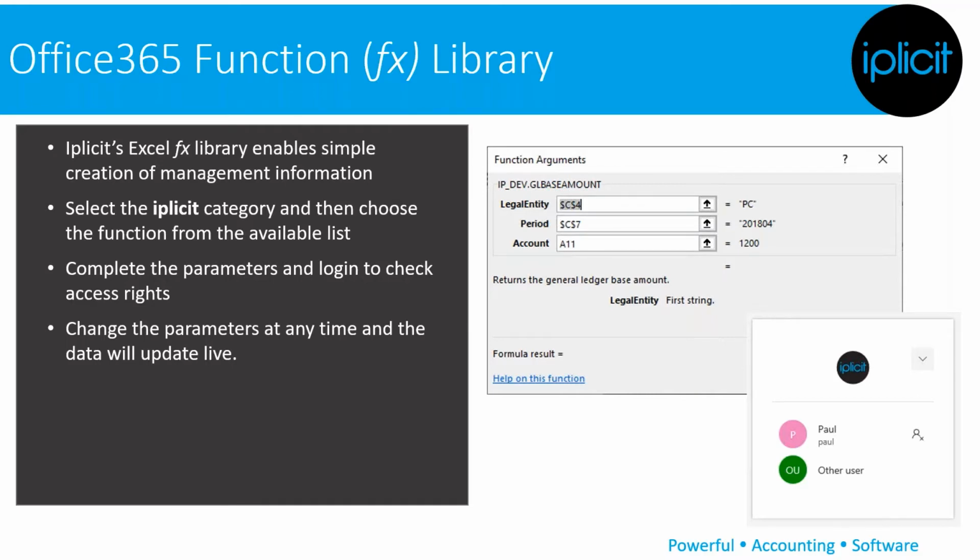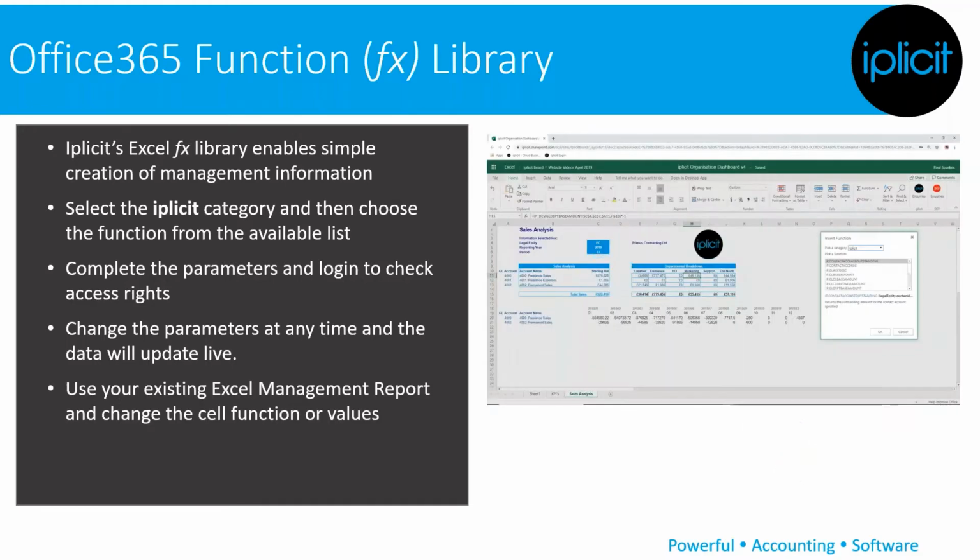and immediately for you. One of the great features that we've seen already with many customers is that they can take an existing management reporting pack that they have put together and simply go in and replace the values with the function so that it extracts the information live. Or if you're perhaps using a system that has also an ability to bring some information through into Excel, you simply change the function to the new iplicit function, and then you get those values coming through live.